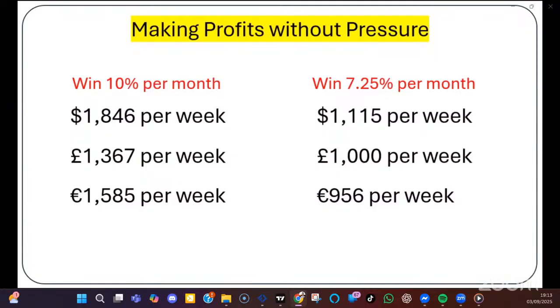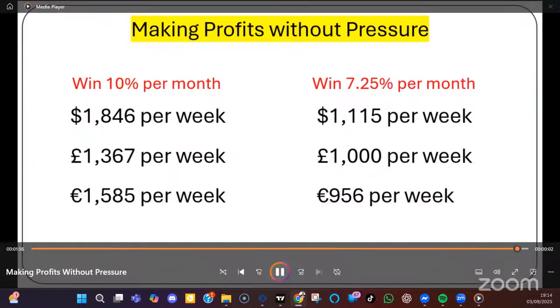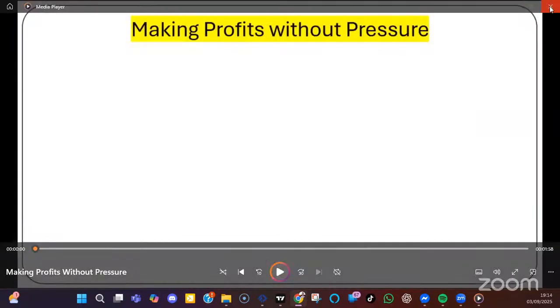Look at the numbers on the screen in front of you now. On the left, if you win only 10% per month, those are the numbers. On the right, if you fail to hit that realistic target of 10% and only achieve 7.25%, that's $1,115 a week, £1,000 a week if you're in the UK, and €956 a week across the Eurozone. This is why we target only 10%. It's all about making profits without putting ourselves under undue pressure. And that's the reason we only do that.